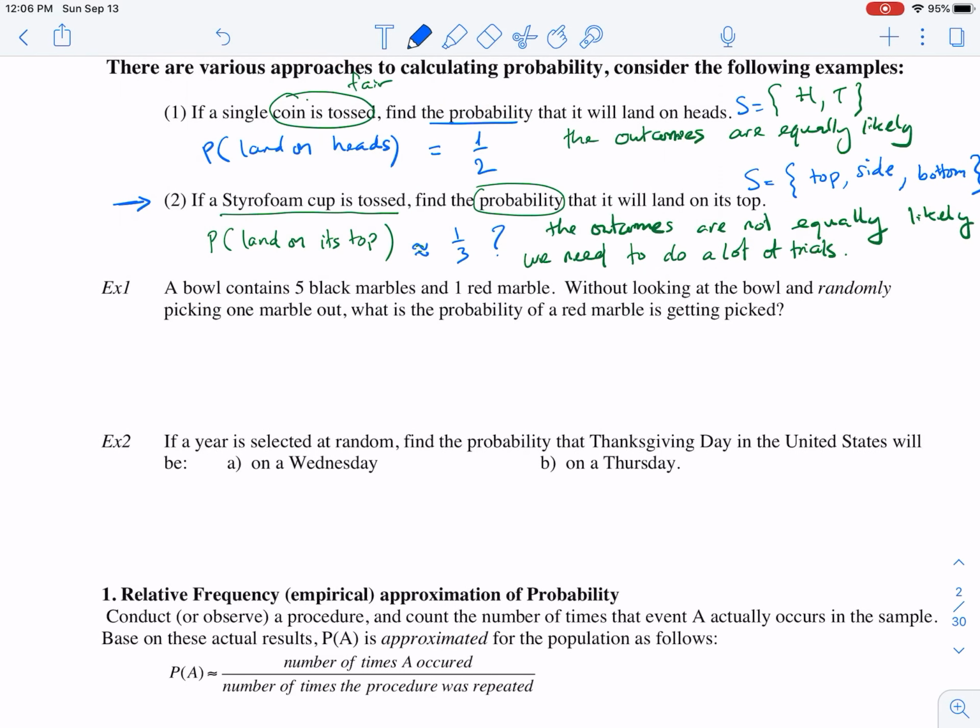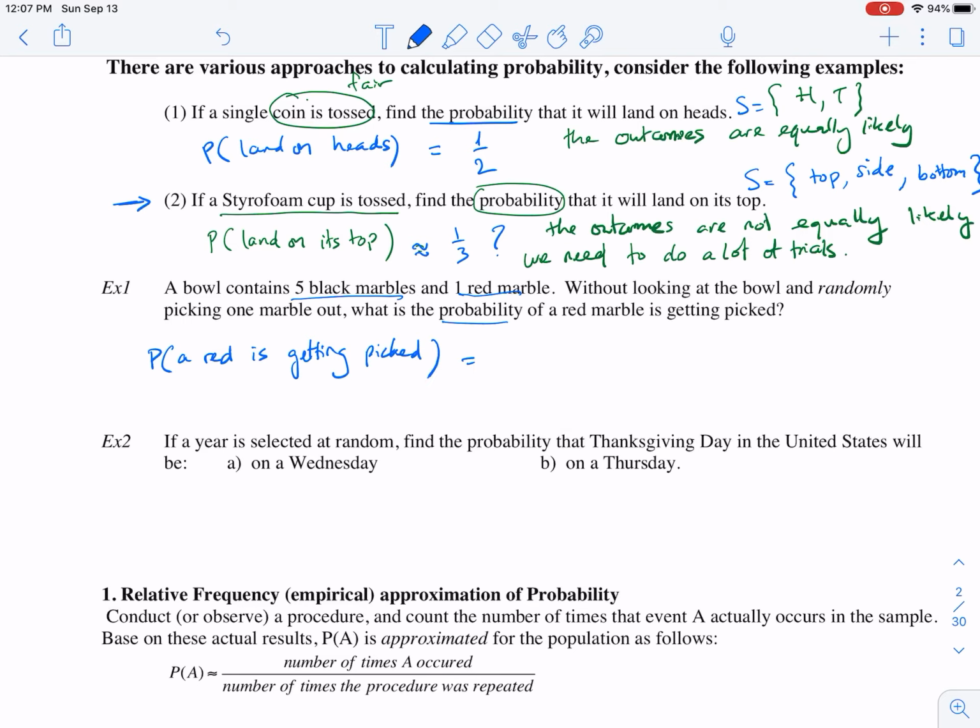Let's look at this example. A bowl contains 5 black marbles and 1 red marble. So we know there are 6 total. Without looking at the bowl and randomly picking one marble out, what is the probability that a red marble is picked? So imagine a bowl containing five black and one red. We're not looking as we pick one marble out. We want to figure out the probability that the marble picked is a red marble.